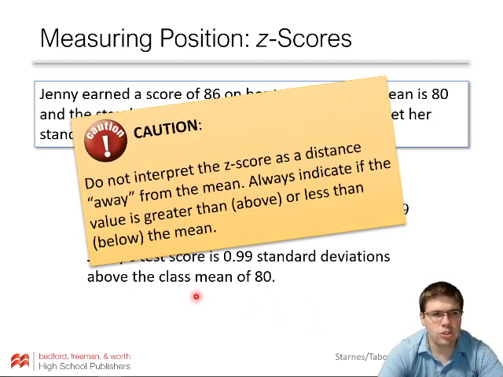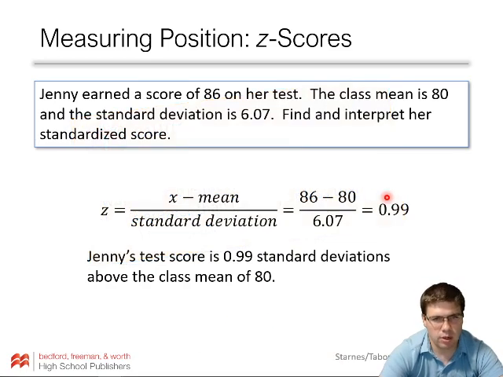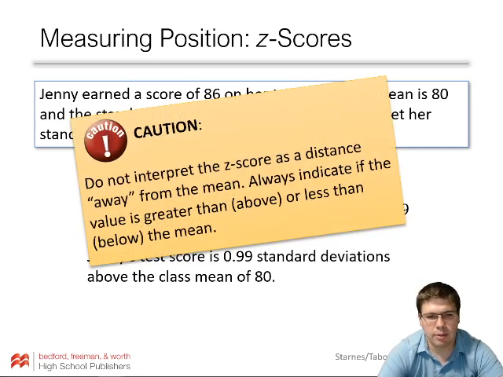All right, caution with this, do not interpret a z-score as a distance away from the mean. It's always above or below with the sign. If it's a positive z-score, it's above the mean. If it's a negative z-score, it is below the mean. All right.